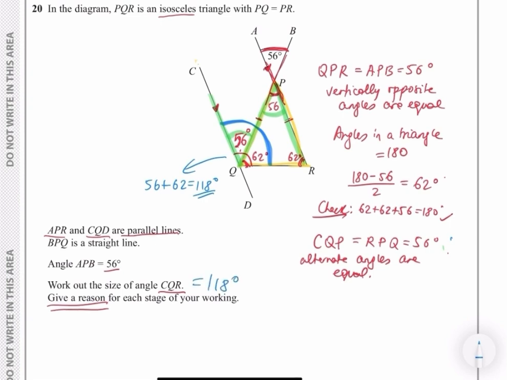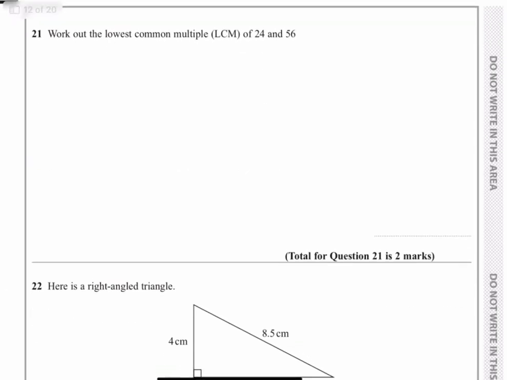So you go, we use 3 different rules here to work out the angles. The first one, vertical opposite angles, second, angles in a triangle, and the third one, alternate angles.